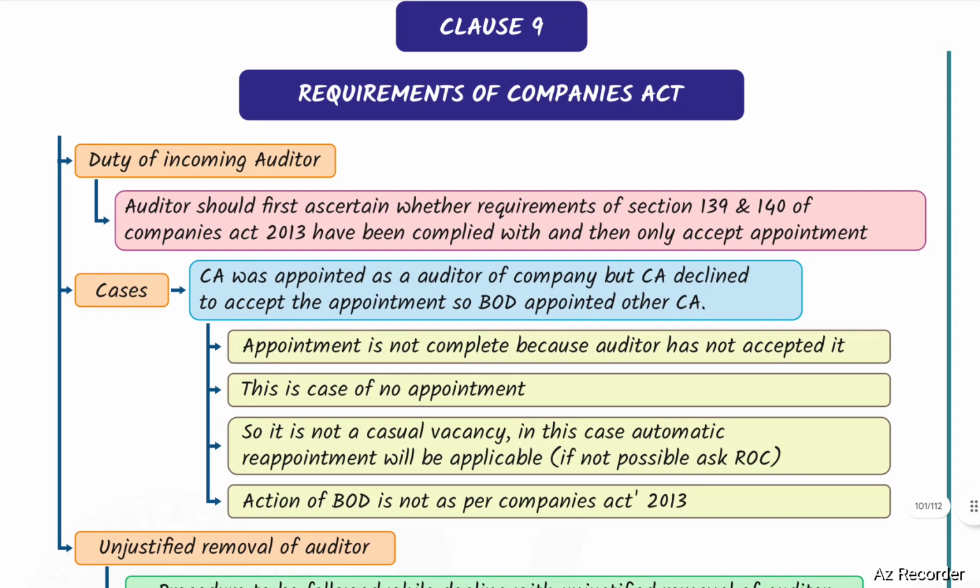Next, clause number 9, requirements of Companies Act. Duty of incoming auditor. Auditor should first ascertain whether requirements of Section 139 and 140 of Companies Act 2013 have been complied with and then only accept appointment.